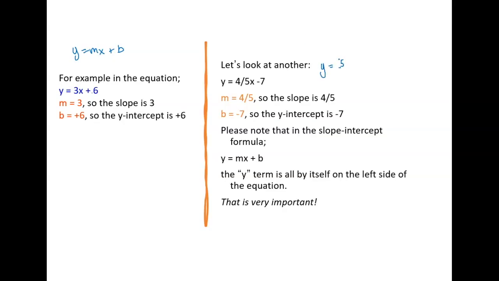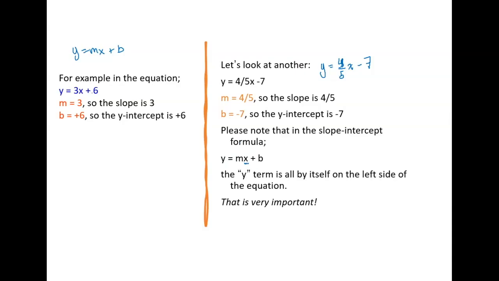So we have y equals 4 over 5x take away 7. So my slope comes right beside the x, so it's 4 over 5, and my y-intercept is negative 7. So when we have this equation, the y has to be all by itself on the left side of the equation, or on one side of the equation, and then the other numbers are over here.